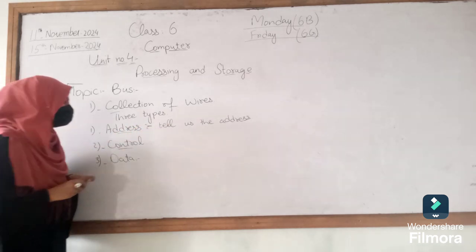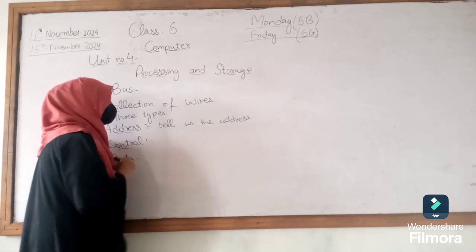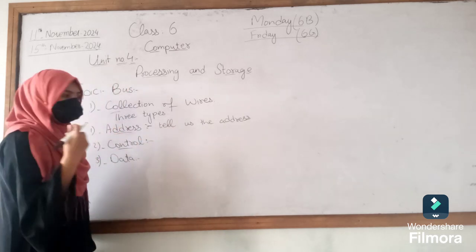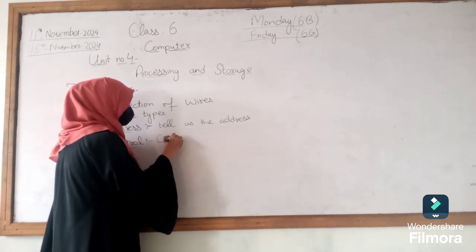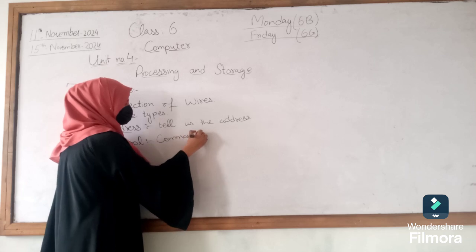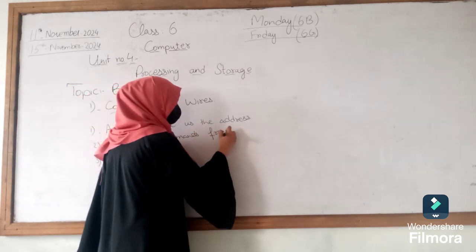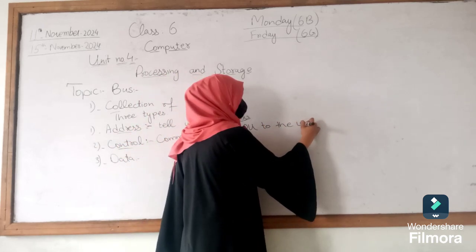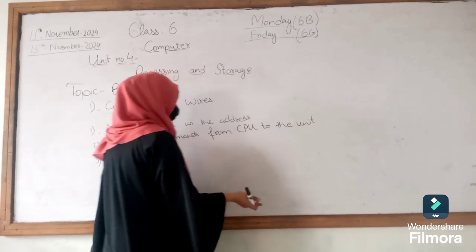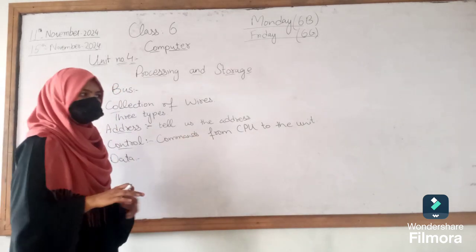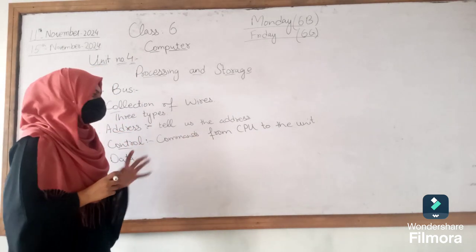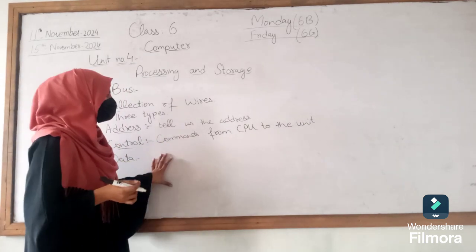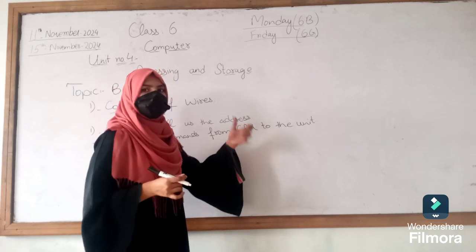Okay, next is control bus. Control bus is used to transfer the commands from CPU to the units, and from the units to return to the CPU. Okay. For example, you have given a command that you need to perform a calculation, mathematical calculation. So that command will be given from the CPU to the specific unit.